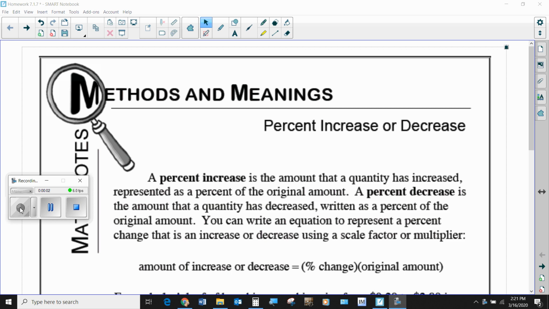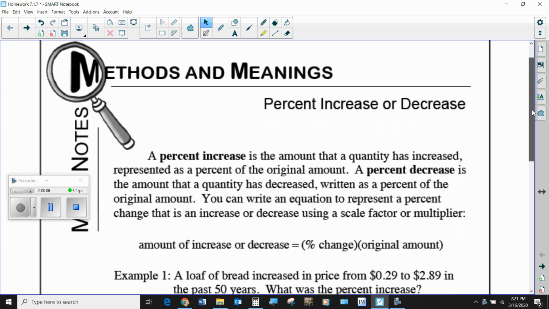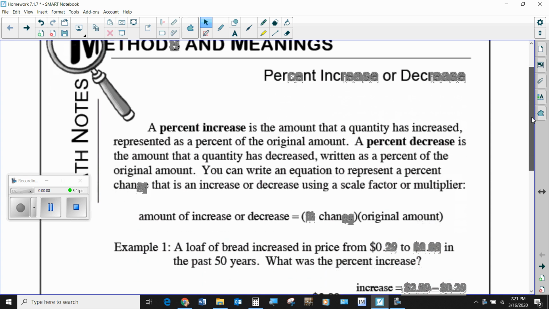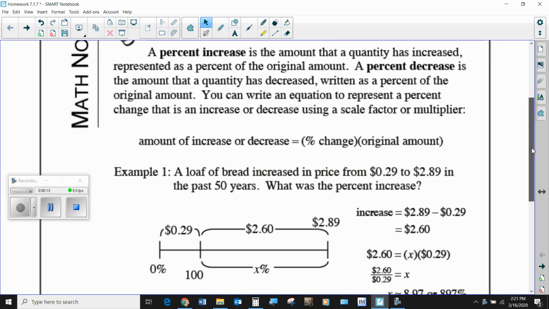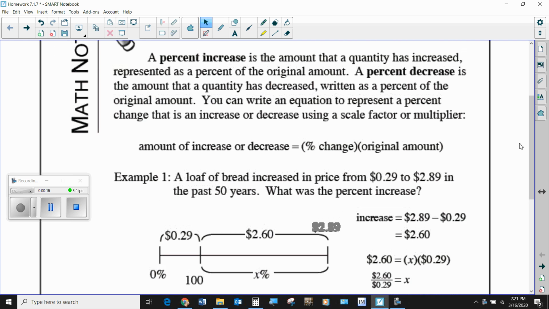All righty, let's take a look at our homework from yesterday. Starting off with the M&Ms. For this lesson, it was about percent increase and decrease. Here we are showing some diagrams. I want you to understand that we've already worked with this before.